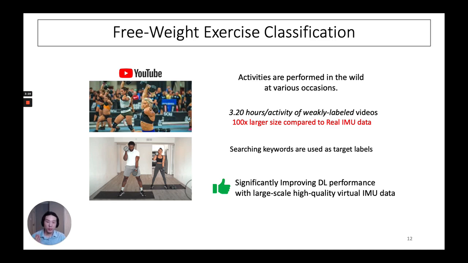And a 100 times larger amount of virtual IMU data was collected compared to the real IMU dataset, which goes up to 3.2 hours per activity with weakly labels, where search keywords are used as target ground truth labels. With this large-scale virtual IMU dataset, we show that we can significantly improve deep learning performance.